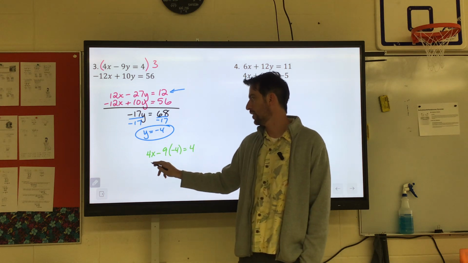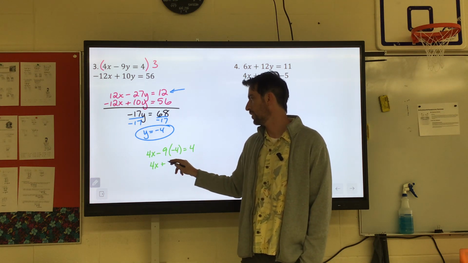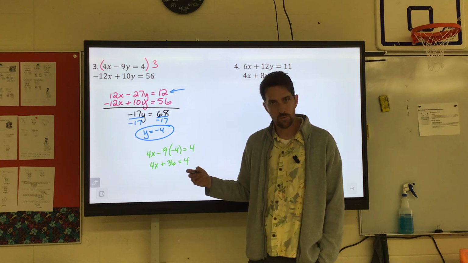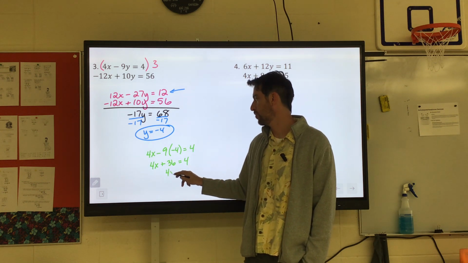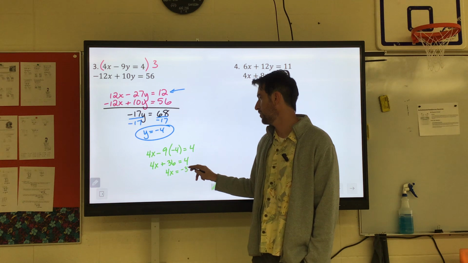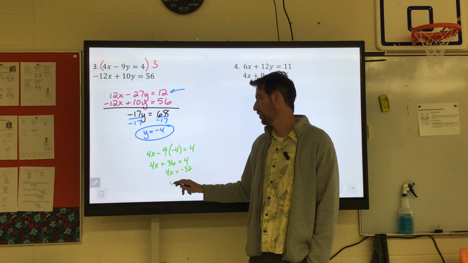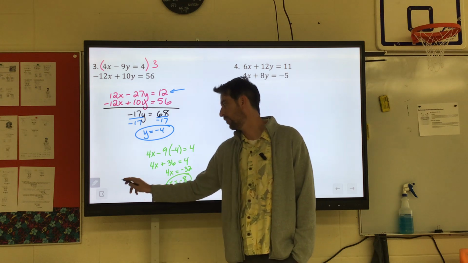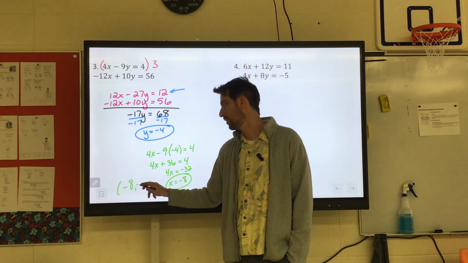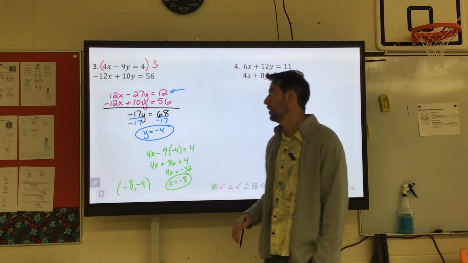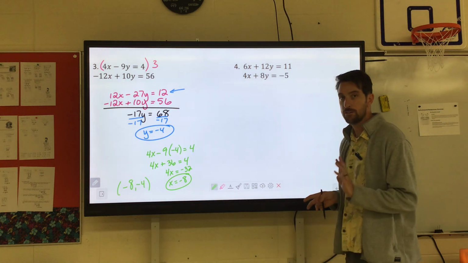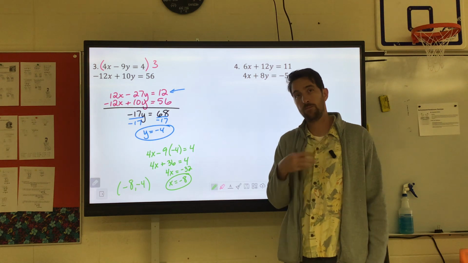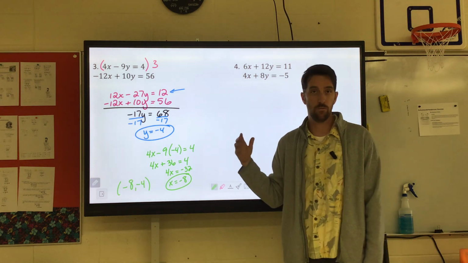Negative 9 times negative 4 is positive 36. If we subtract 36 from both sides, 4 minus 36 is negative 32. And then we can divide both sides by 4 and get negative 8. So our coordinate is negative 8, negative 4. So sometimes you don't have to multiply either one. Sometimes you could just go through and make everything the opposite. In this case, we had to multiply one of them.